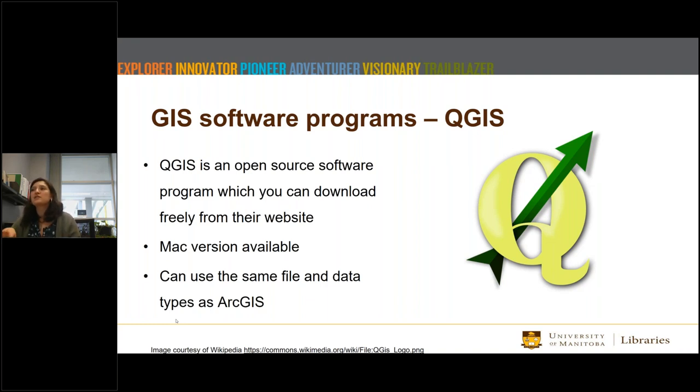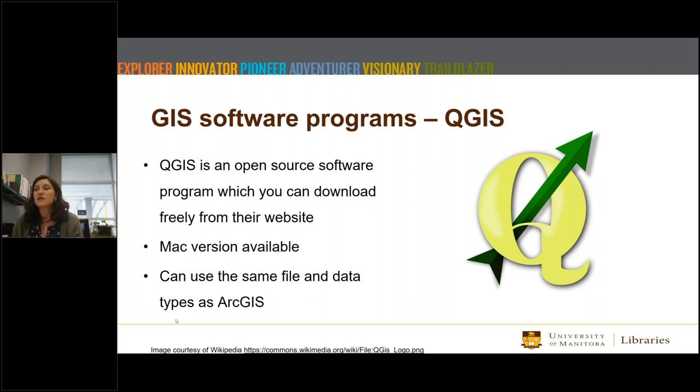The next one I'm going to talk about is QGIS. I always say that QGIS is kind of like the Linux of GIS software programs, if you're familiar with computer operating software. Because it's open source, you can freely download it from their website. There is a Mac version available, and very conveniently, it uses the same file and data types as ArcGIS. So you could download QGIS onto your workstation this afternoon, free of charge, and you could open up files sent to you by a colleague who is using ArcGIS.